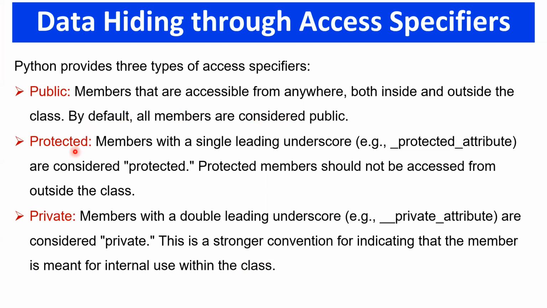And the next category of access specifiers is protected. These members have a single leading underscore to mention that they are the protected members. And protected members should not be accessed from outside the class. Whereas public members can be accessed from outside the class and within the class. Protected members are not supposed to be accessed from outside the class.